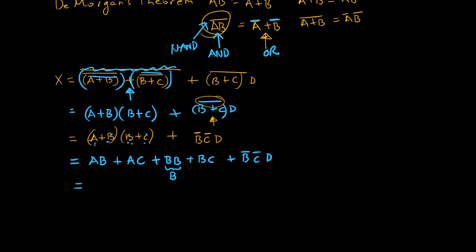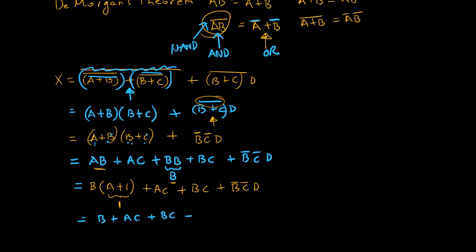And then I can do a little grouping. So I can factor a B out of this term and this term. And what I end up with is B times (A or 1). And then I still have my AC, I still have my BC, and I have my B bar C bar D. I do that because I know that this logically works out to 1. Okay, and then I'm left with B or AC or BC or B bar C bar D.